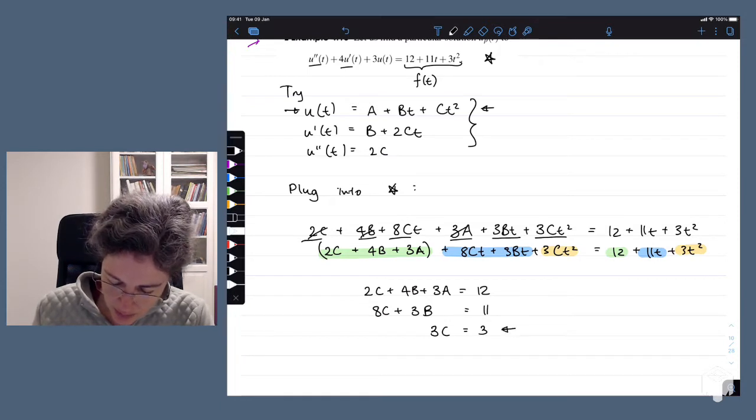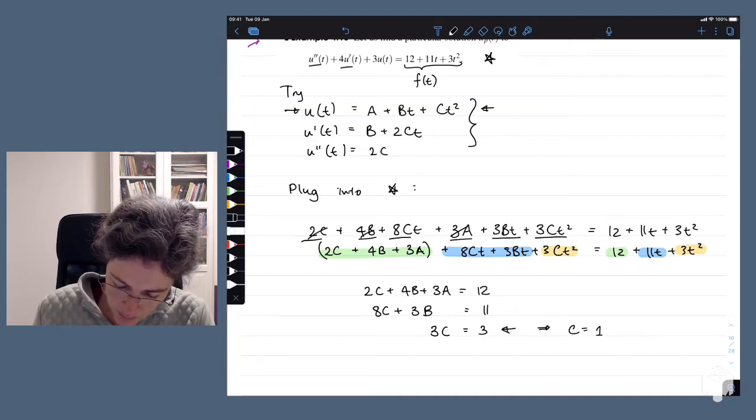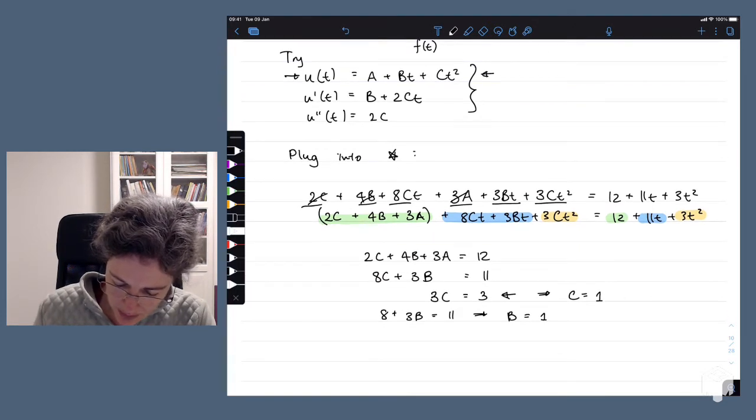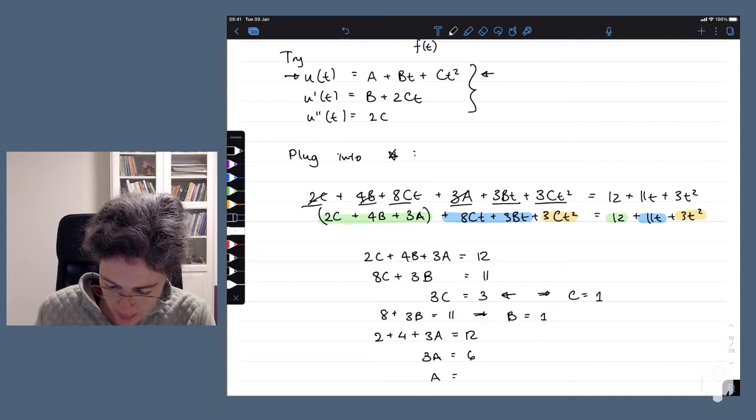This one over here tells us that c is equal to 1, so that makes life quite a lot easier. So we can then plug that into 8 plus 3b is equal to 11, which gives us that b must also be equal to 1. And then finally that gives us that 2 plus 4 plus 3a is equal to 12. So that's a 6. So 3a is equal to 6. So we must have that a is equal to 2.